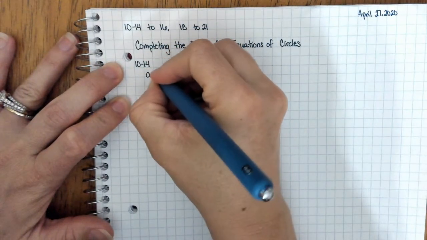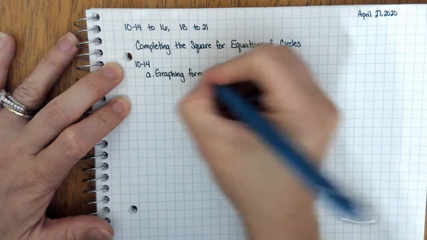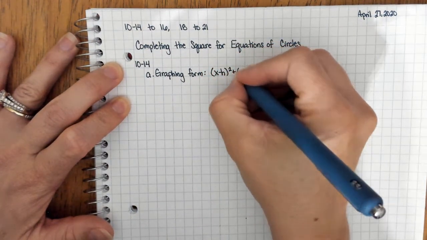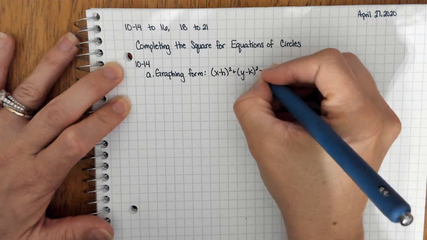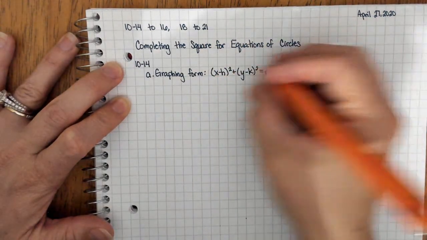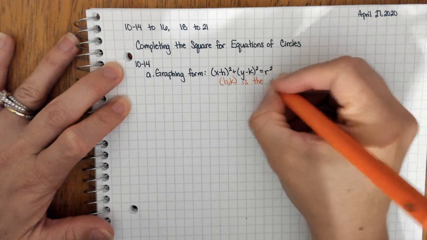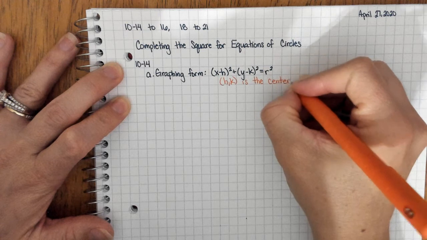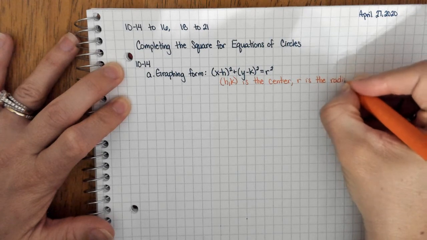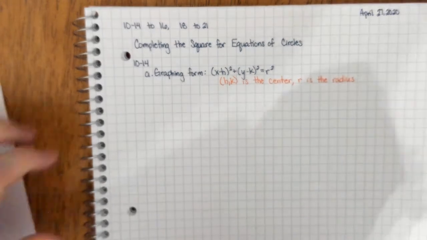for part A, it tells you that graphing form for a circle is x minus h squared plus y minus k squared is equal to r squared. Hopefully you remember that from last week, where hk is the center and r is the radius. So h is the x-coordinate and then k is the y-coordinate there.